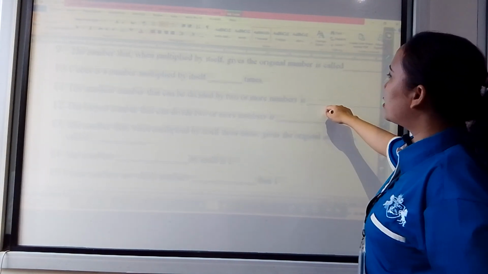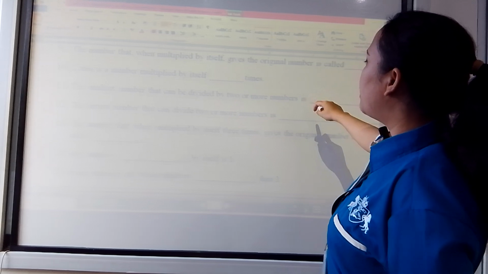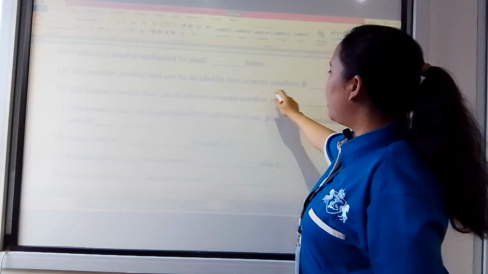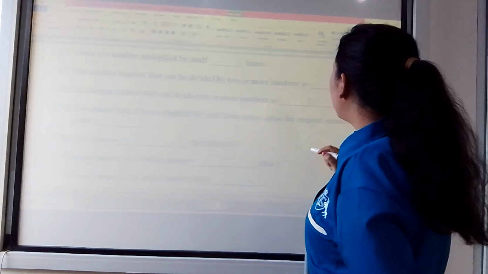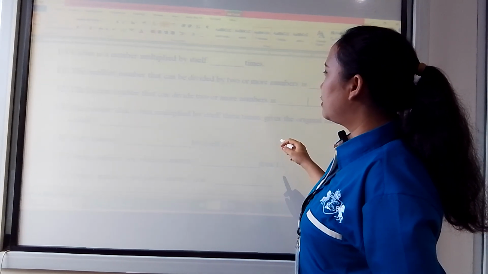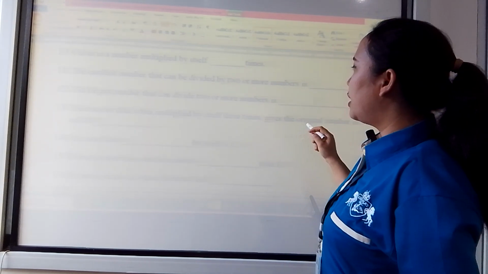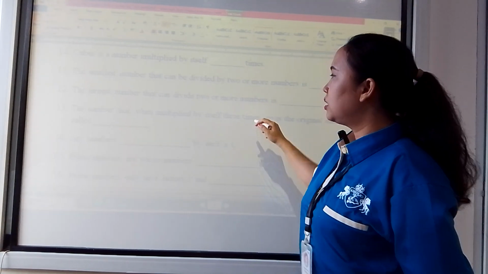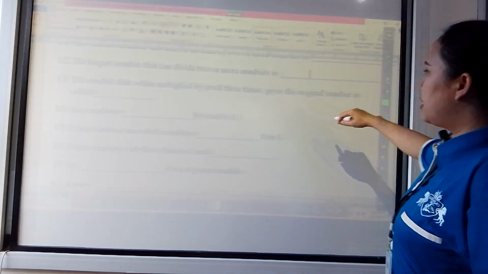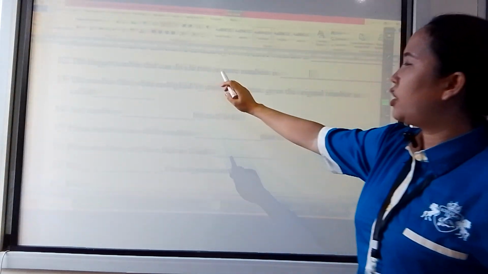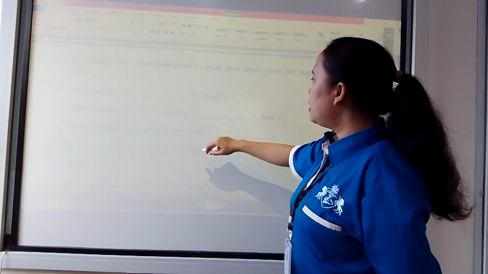Next, the smallest number that can be divided by 2 or more numbers is least common multiple. The largest number that can be divided by 2 or more numbers is highest common factor. The number that when multiplied by itself 3 times gives the original number is called cube roots.